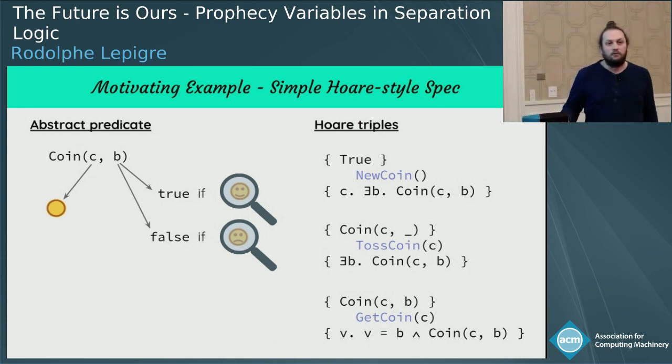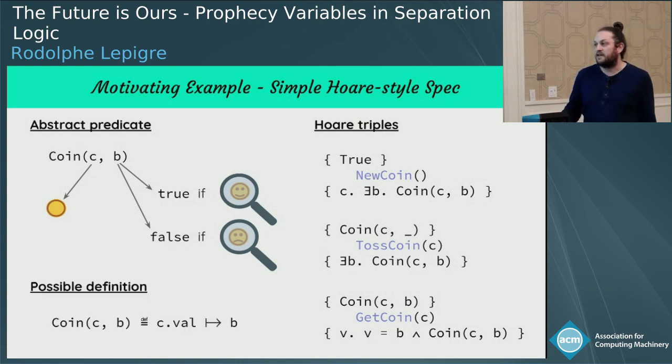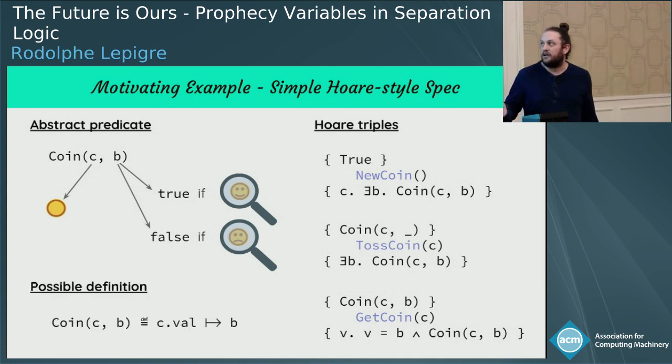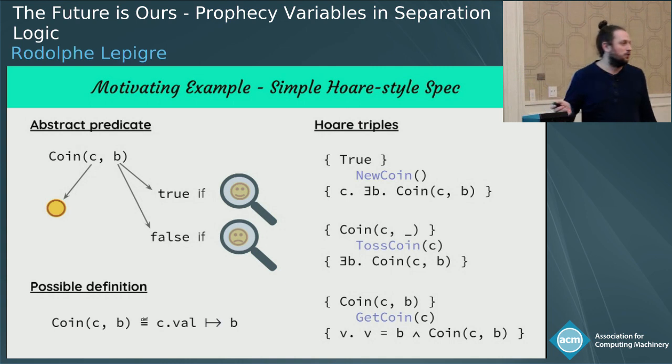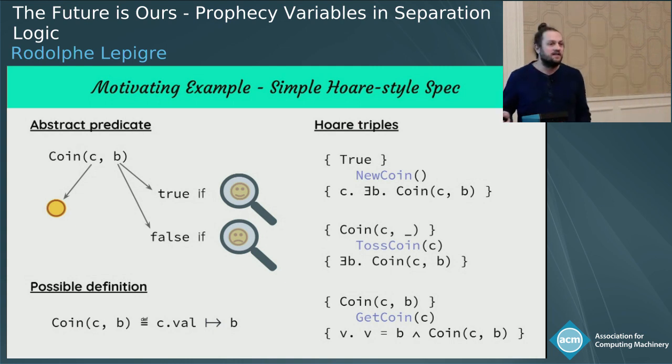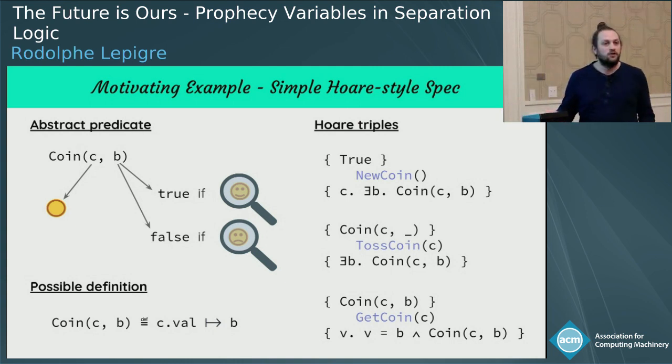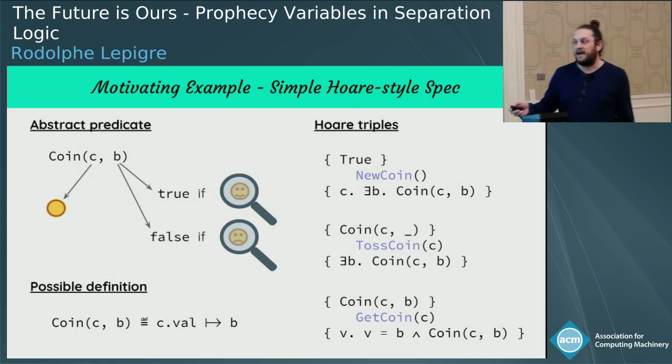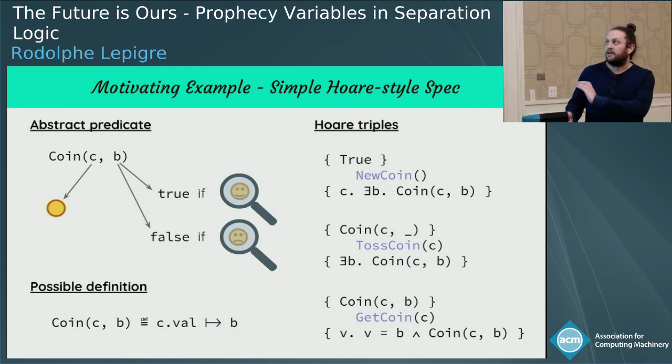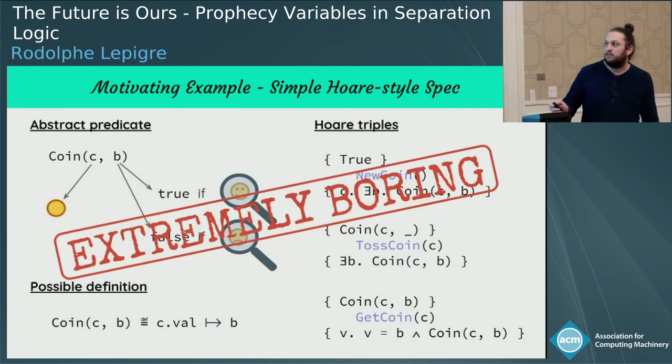So now, what if we want to prove that specification for our coin implementation? It's actually very easy. We do the obvious thing, and we define the coin abstract predicate using the points-to connective of separation logic. What it says is that coin C B has exclusive ownership of some location stored in the val field of the record, and that location currently stores the value B. With that definition, you can prove the spec very easily. That's not very surprising because this spec is completely boring.